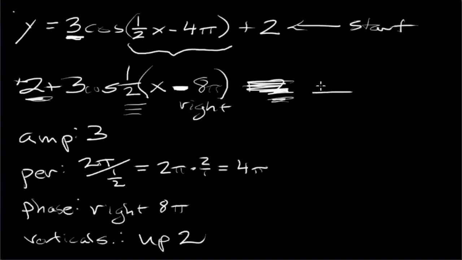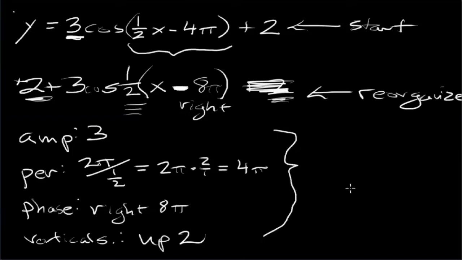First step was to reorganize. Then we can go through and identify all of the properties or features of the graph. And these are all the primary features of the graph. And we're going to graph it now.